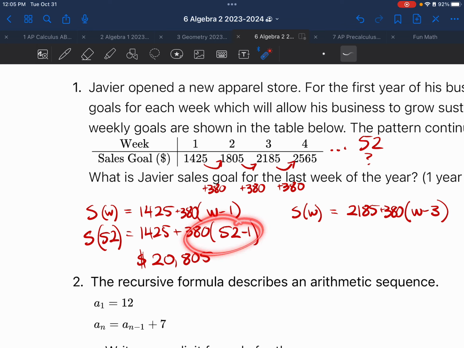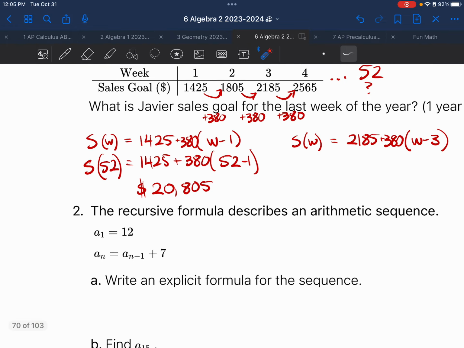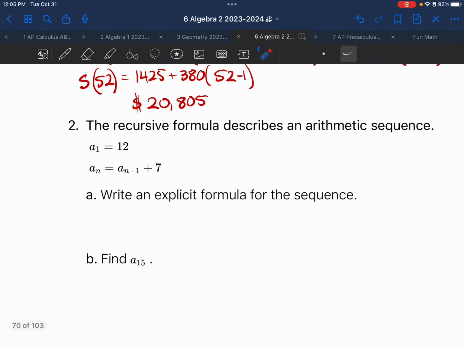51 times 380 is a number, and then you add that to 1425 to get our final answer. Excellent. All right, number 2. The recursive formula describes an arithmetic sequence.